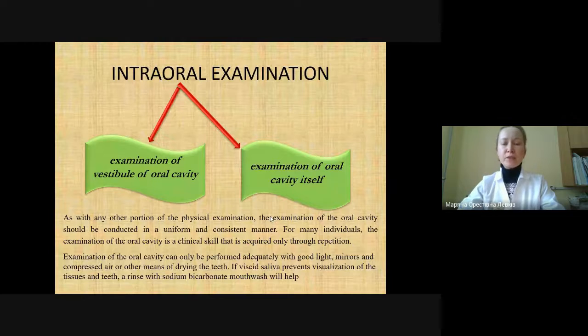We have finished with the extra-oral examination and moved to the intraoral examination, which is divided into two parts: examination of the vestibule of the oral cavity and examination of the oral cavity.